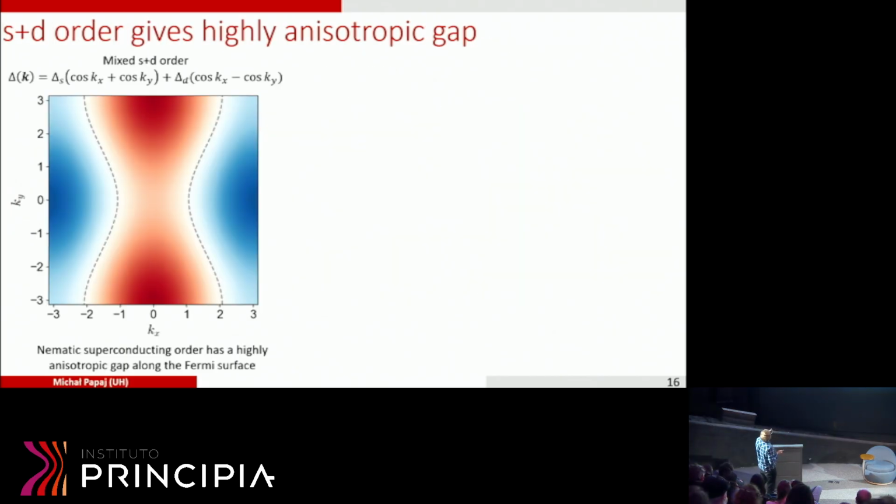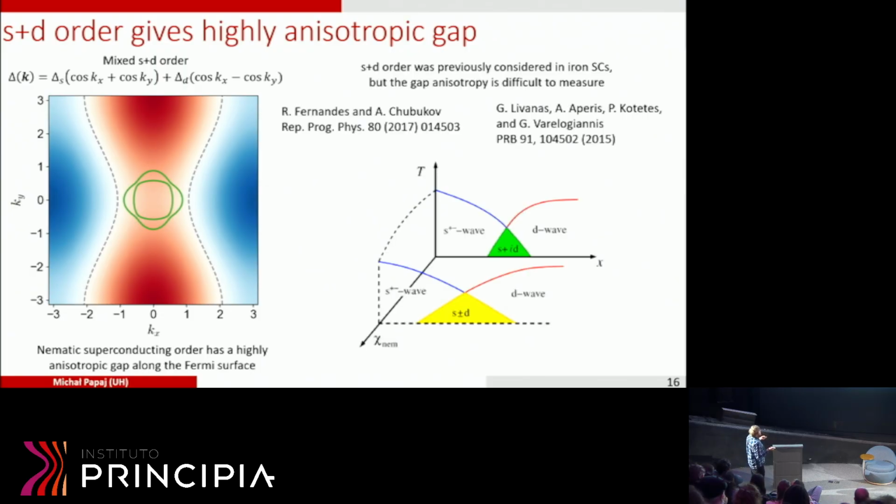So if we have the mixed S plus D order, now our nodal line looks like this. And if we put our Fermi surfaces on top of that, we can see that this part of the Fermi surface feels a larger order parameter, and this part feels a weaker order parameter. Obviously, the appearance of those mixed S plus D orders was considered for iron superconductors. We can also have a different source of anisotropy, like we heard today. The important aspect is that we should have some form of this gap anisotropy.